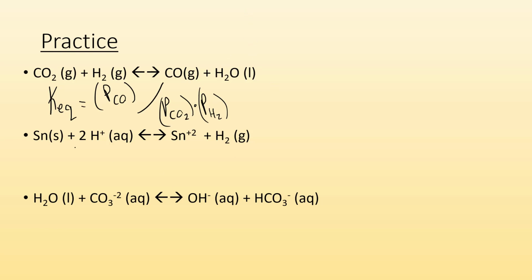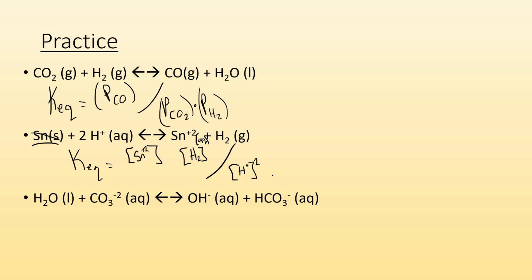So in the next example, we got tin solid and 2 hydronium ions that are aqueous, giving me tin 2 plus ion aqueous and H2 gas. So the KEQ is going to be equal to the products, so the concentration of that tin 2 plus ion times the pressure of that H2 gas, divided by, hey, tin solid, not going to be a part of it, so I'm just left with the concentration of H plus squared.